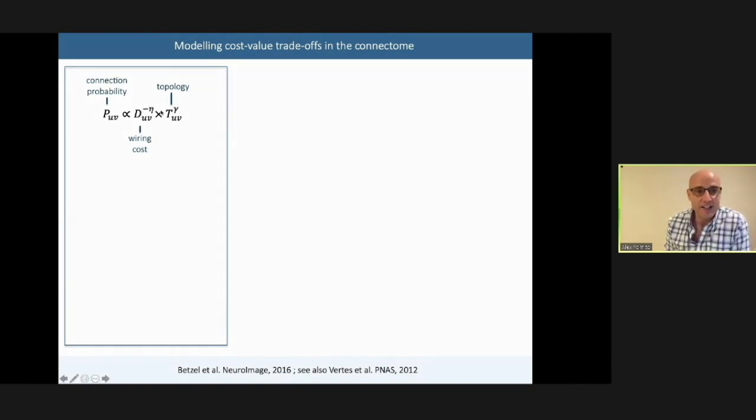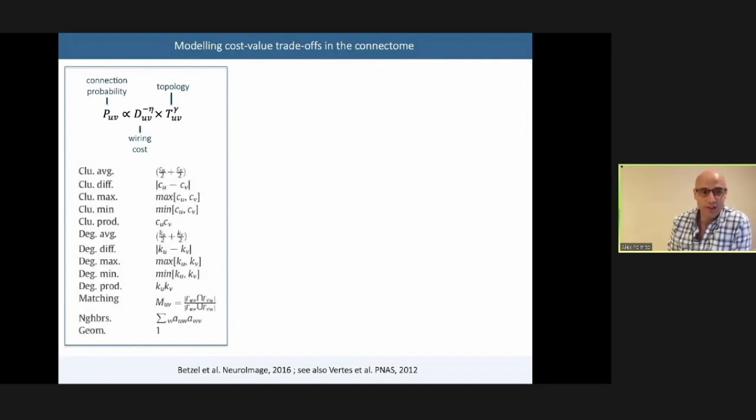And the values of eta and gamma really determine how strong these biases are, and these are fitted to the data. So you might say, okay, well, what exactly does functionally valuable mean, and what is T? And that really depends on the hypothesis. So lots of different properties have been substituted for T in this equation. Here's an example of just some of them.